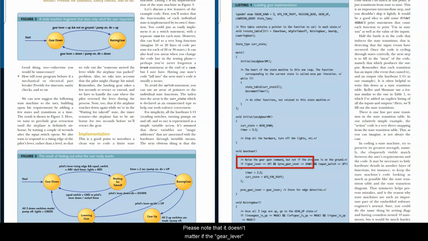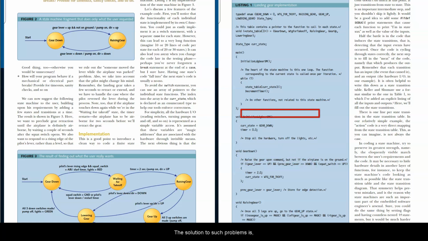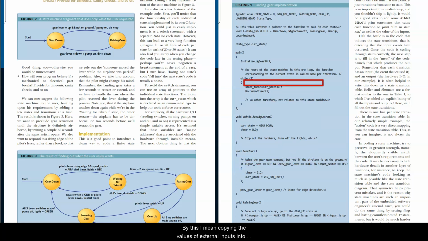Please note that it doesn't matter if the gear lever input is accessed directly or perhaps through some functions, similar to digitalRead from Arduino. The solution to such problems is, of course, buffering the inputs. By this I mean copying the values of the external inputs into local variables, which are then guaranteed not to change over the run-to-completion step of the state machine.